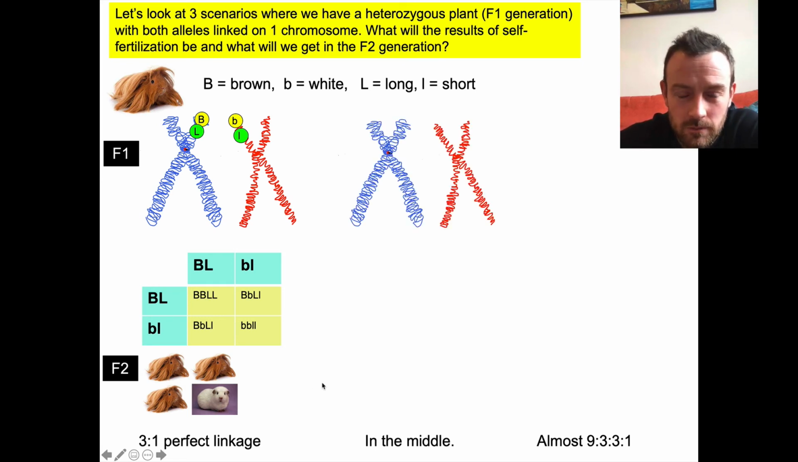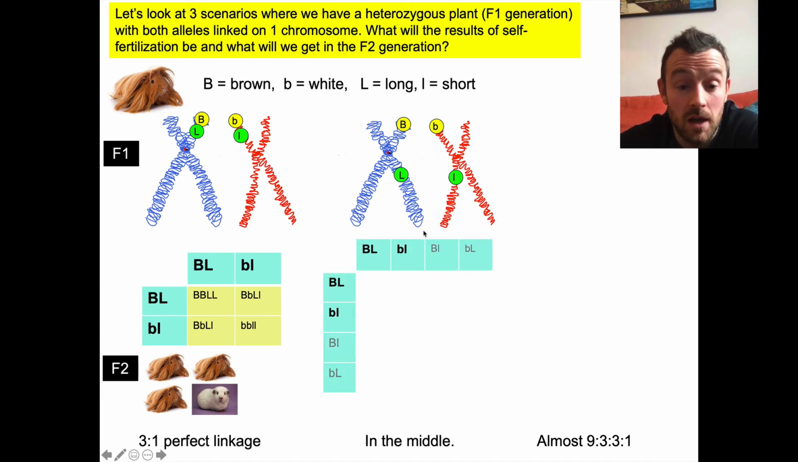In this scenario, we've got the same heterozygous guinea pig breeding with another guinea pig with the same genotype. But in this case, the two loci where the genes are physically located are not quite as close. So the big B's up here, the big L's down here, little b's up here, little l's down here. So it's a heterozygous genotype, but now the alleles are a bit further away on the chromosome. In this case, we're going to need to draw a bigger Punnett square for the cross.